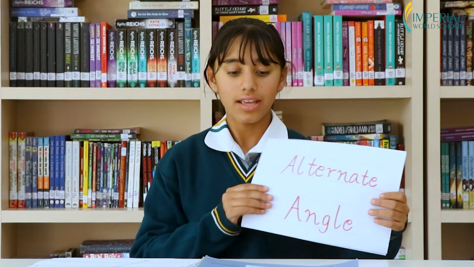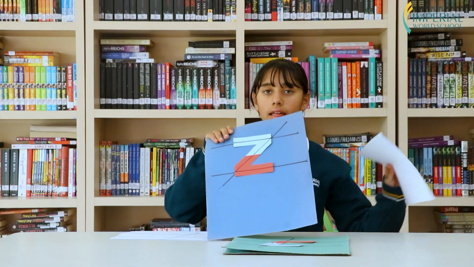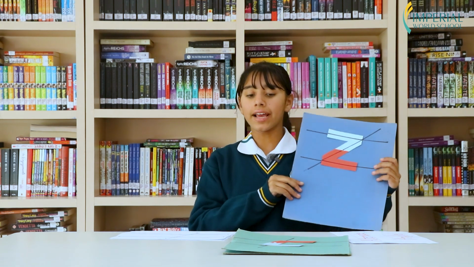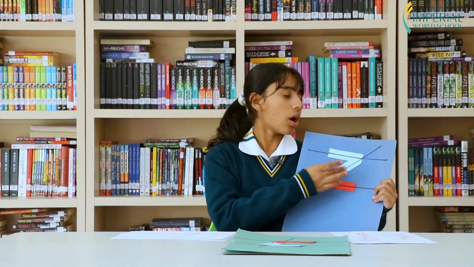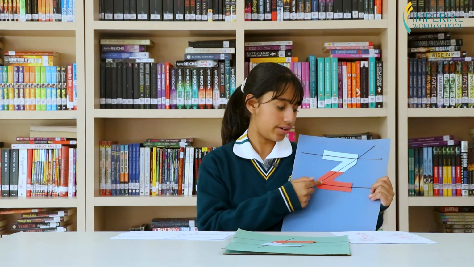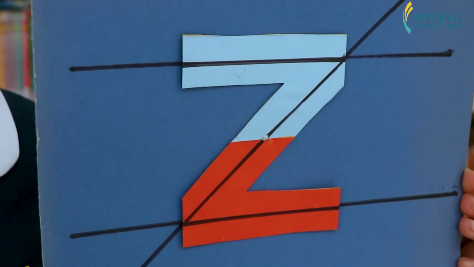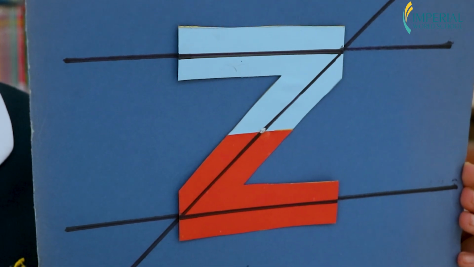Now, angles. First, alternate angle. Alternate angles are usually in a Z shape. They are on opposite sides of the transversal line. They are equal to each other. And the outer angles are also equal to each other.